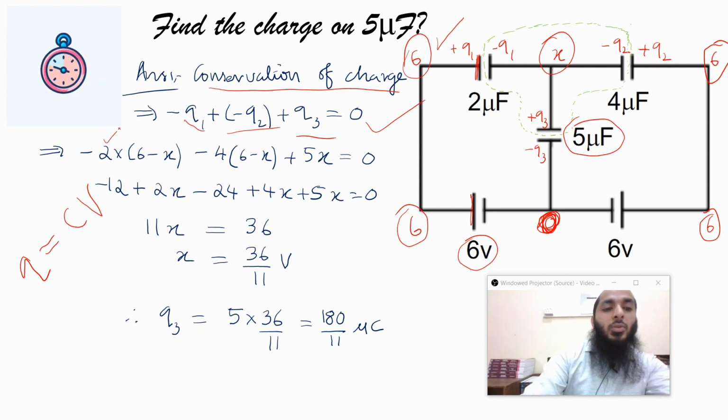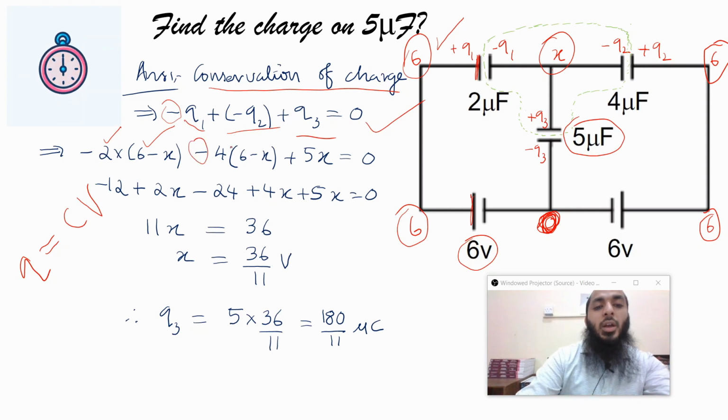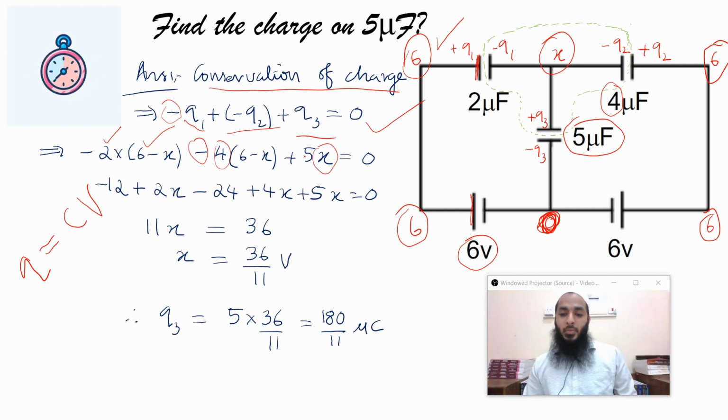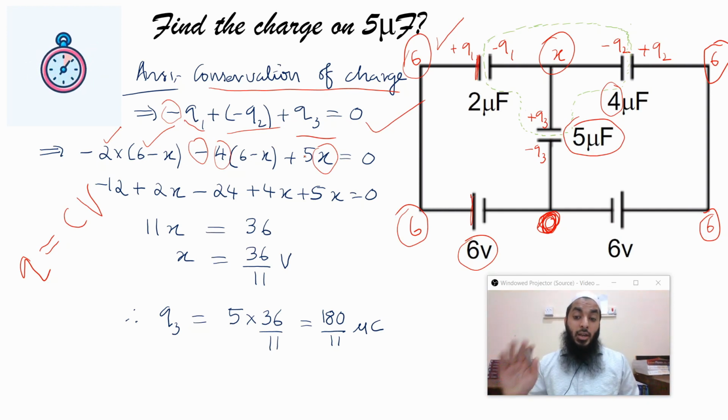This is C into V. V is 6 minus x. And why is minus there? Already there is a minus in the equation. Again minus is here. And 4 into 6 minus x plus 5 into x minus 0, which is x. Hope it's clear. Any doubts you have, you can let me know in the comment section.